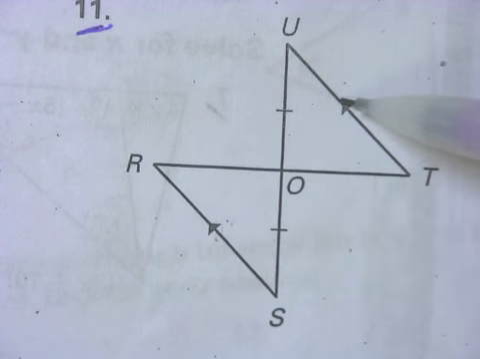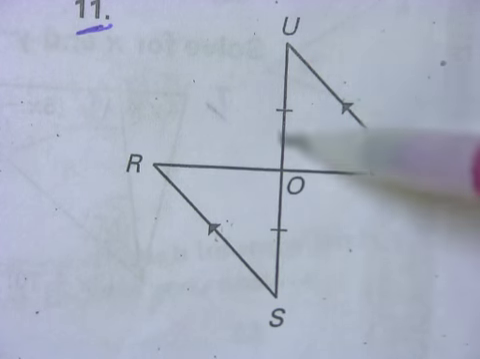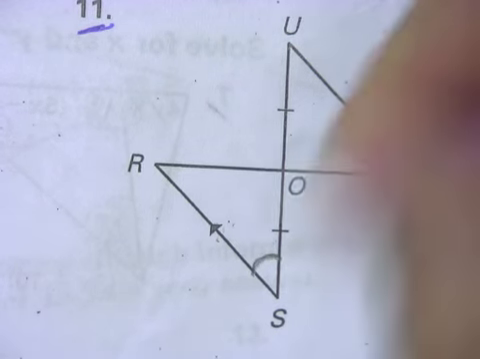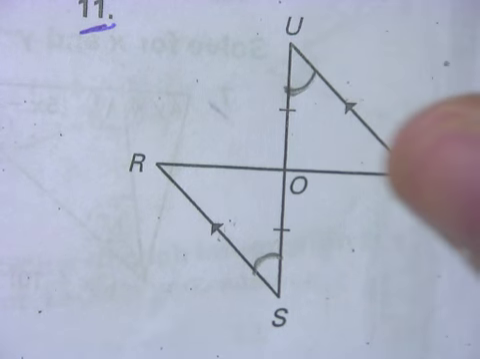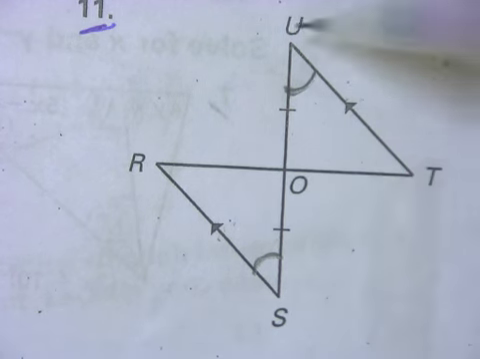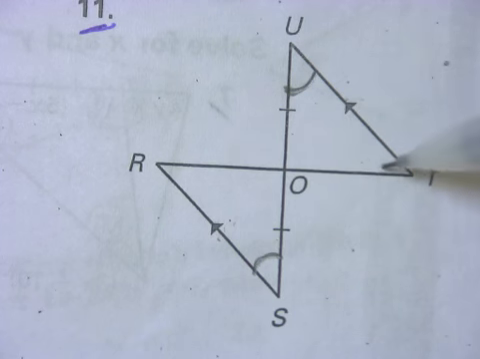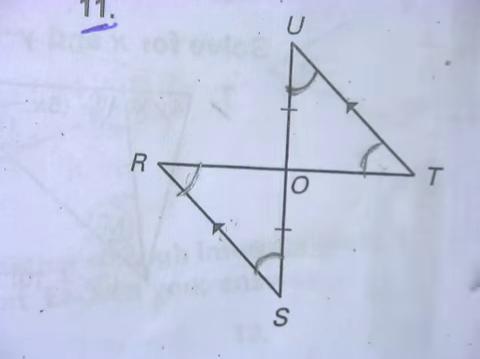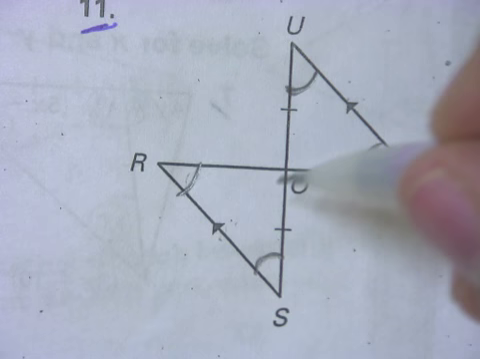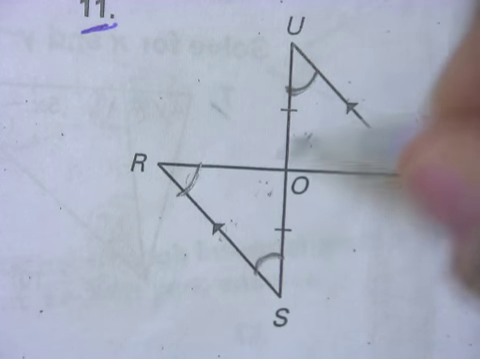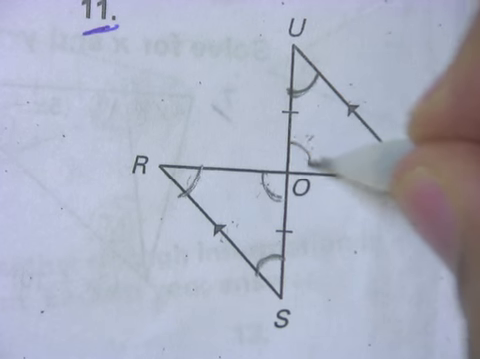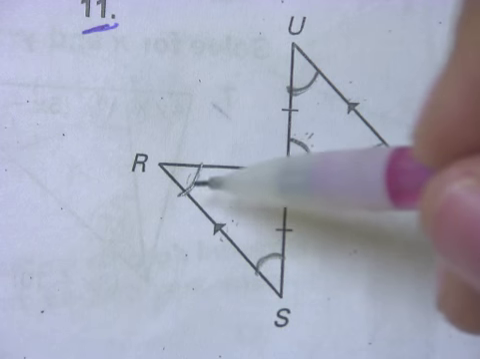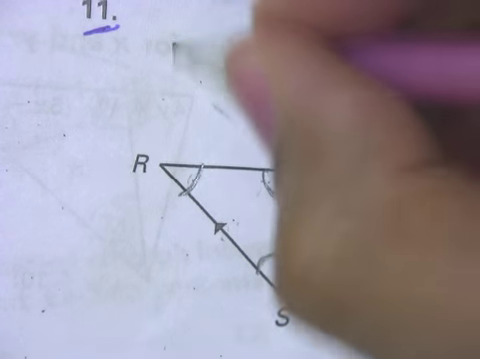Number 11, now they're telling me that I have parallel lines. That's very important, because if these are parallel lines, then this is a transversal. And if this is a transversal, then this right here are alternate interior angles. And if these lines are parallel, then this is also a transversal, and these are also both alternate interior angles. And if you look closely, these we know to be vertical angles, which we know are congruent.